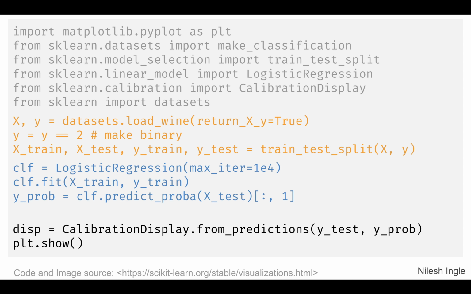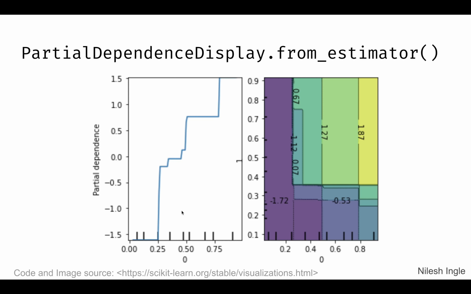And here is the implementation of that. Essentially, we fit a classifier, then get the probabilities from the classifier using the test set, and then use calibration display dot from_predictions with y test and y probabilities, and that will create the plot that we saw earlier.